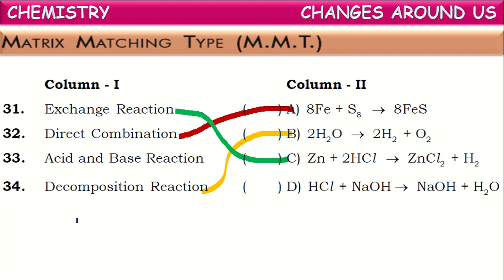Next one, if you observe here, two substances. One is an acid and the second one is a base. Acid and base are combining together to form salt and water. This kind of reaction in which acid and base combine together to form salt and water is called an acid-base reaction, which is also called a neutralization reaction. So here they have given acid-base reaction. This is correct. Okay, observe once the matching.